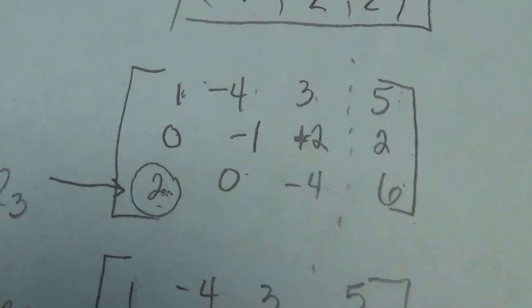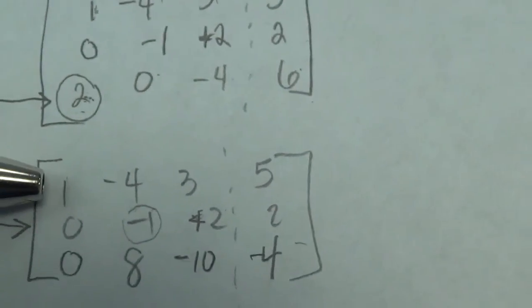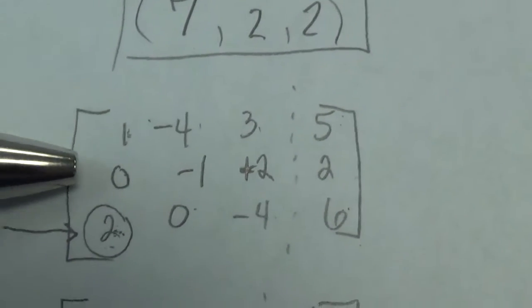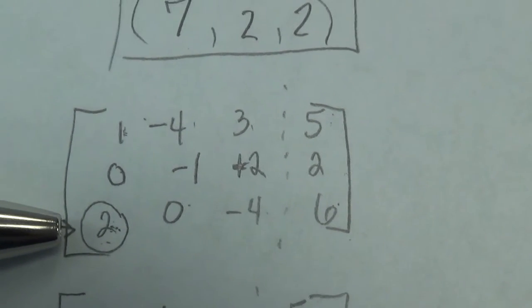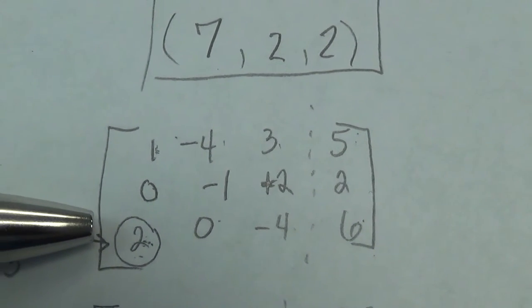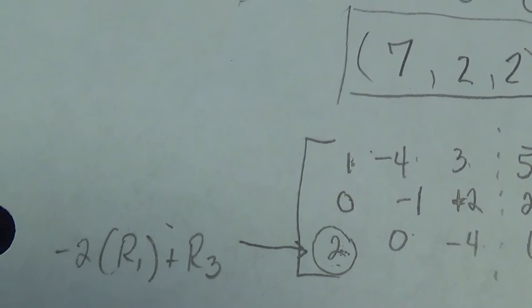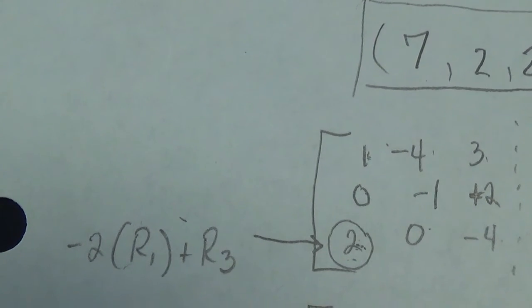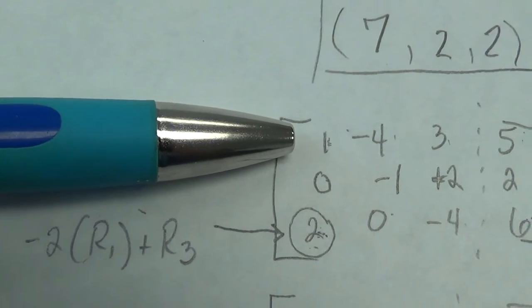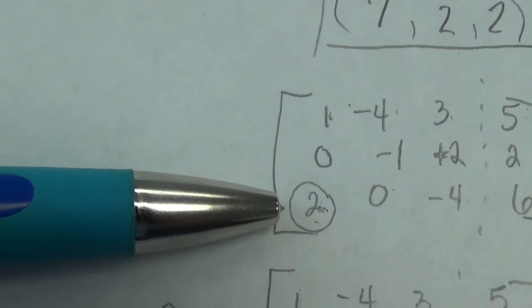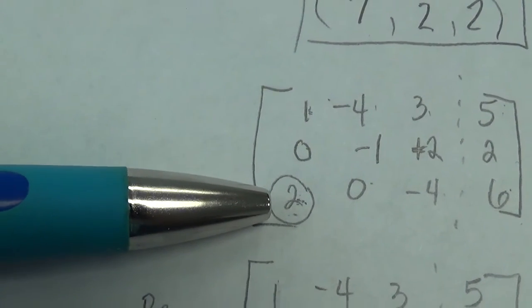I see there's already a 1 in my first position. So I want this to be a 0 and this to be a 0. It is a 2. So what row operation can I do in order to change that? I'm going to use the third row operation. I'm going to multiply row 1 by -2 and add it to row 3. That's the only way, using the elementary row operations, that I can change that 2 to the 0.